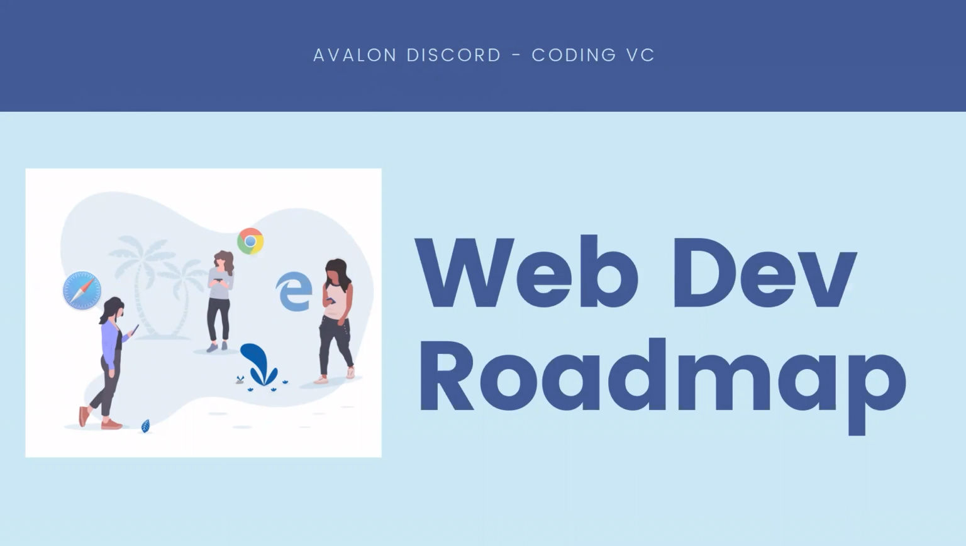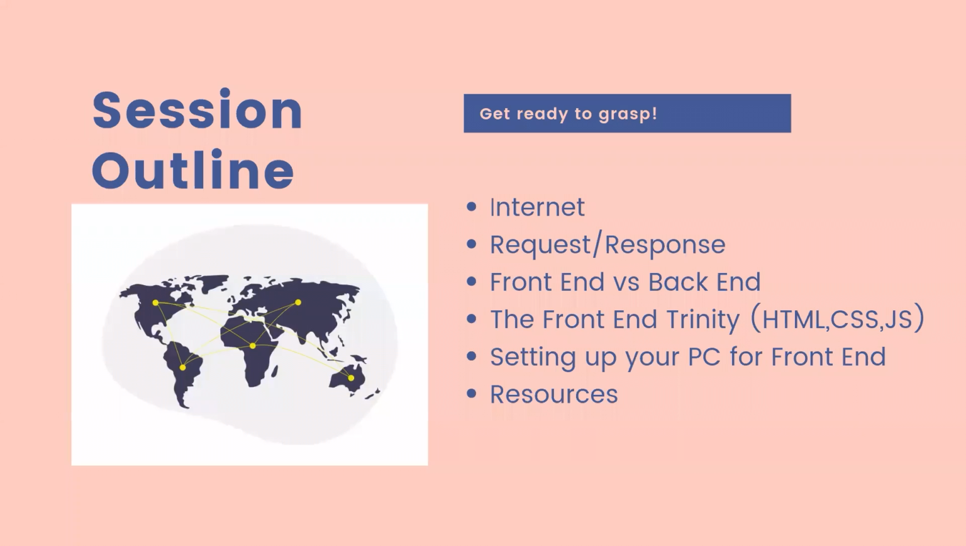Yeah, so let's start. Let me give you the session outline. I haven't prepared anything, so if I stutter anywhere, just bear with me, but I'll explain it to you. The session goes like this. First, we'll talk about what the internet is, which you already know. Then we'll talk about the request-response cycle, which is really important in web development. Then the next topic is front end versus back end, which is the building block of the whole web page, whatever you see.